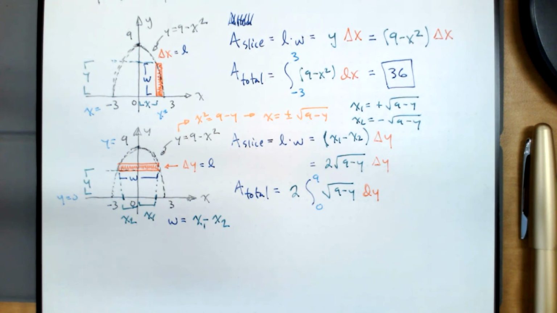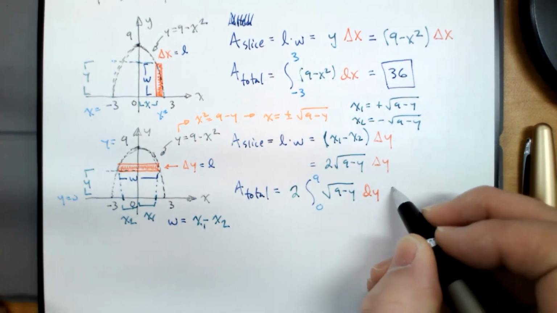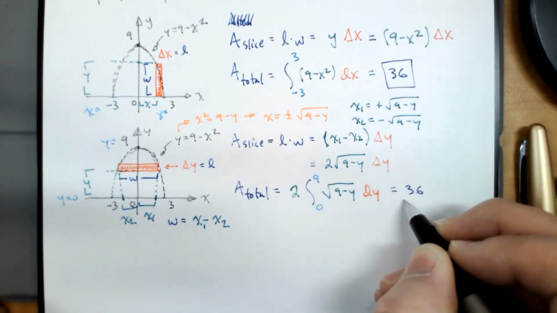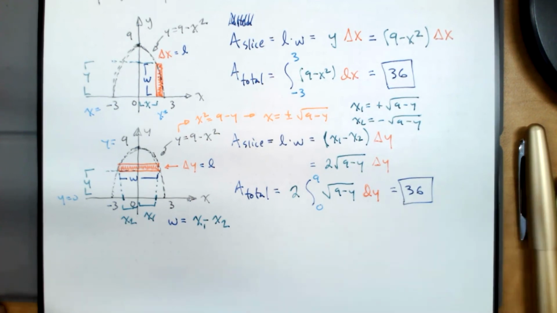And so where in the first one, we doubled up our area by integrating from negative 3 to 3 instead of from 0 to 3 because we had an even function. Here, the doubling shows up in 2 times the width. So we still get 36. Any questions?